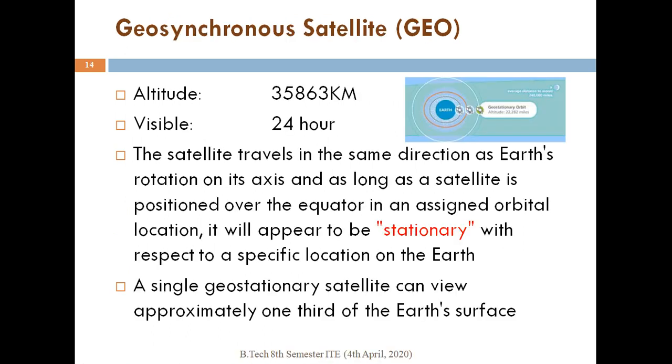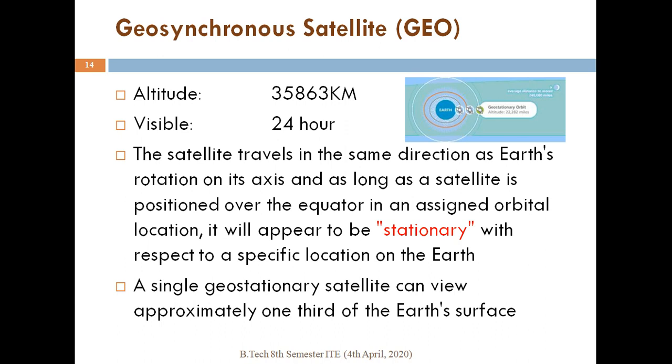And the very important type of satellite communication is geosynchronous satellites. Very large altitude, 35,863 kilometers from the surface of Earth, visible 24 hours. It means that we can view the geosynchronous satellite all the time. What's the reason behind this? The satellite travels in the same direction as Earth's rotation on its axis, and as long as the satellite is positioned over the equator in an assigned orbital location, it will appear stationary with respect to a specific location on Earth, because the speed of the satellite and the speed of Earth around its own axis is the same. That's why it seems to be stationary.